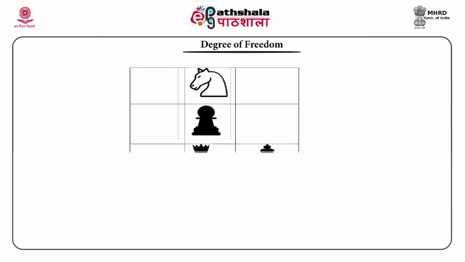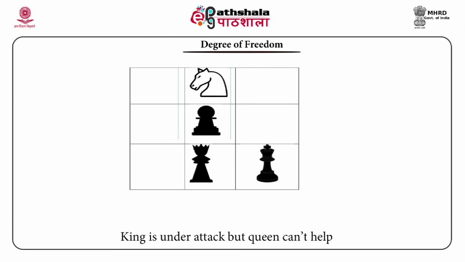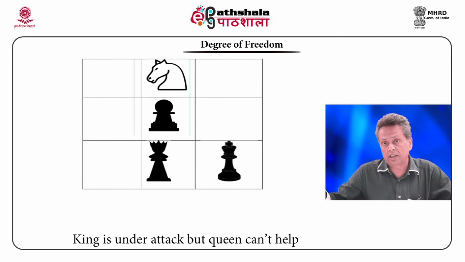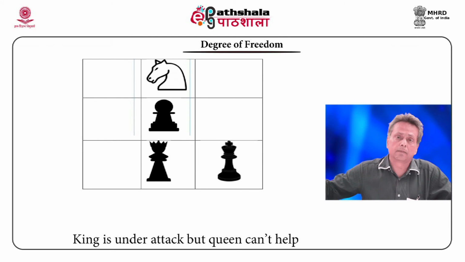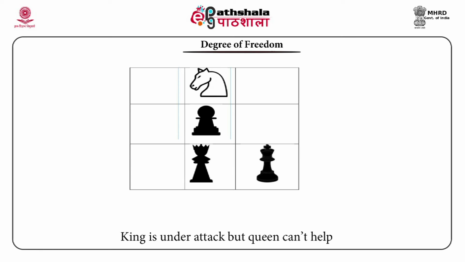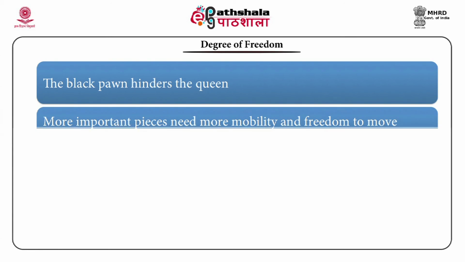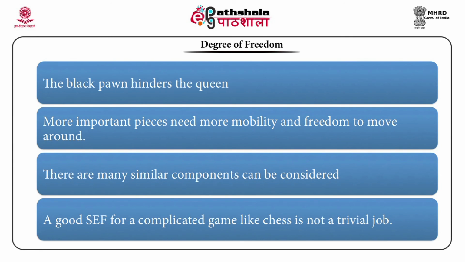One more important component of SEF is called degree of freedom. You can see that there is a threat from the knight to the king. Unfortunately, I cannot use my queen to capture the knight because my own piece is sitting in between. Now such a position is not very good. This is called degree of freedom. I don't have the degree of freedom I should. The king is under attack, but the queen cannot help.